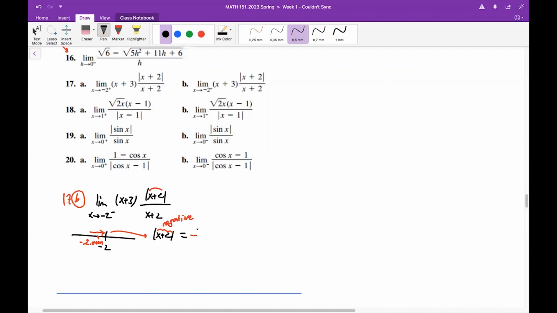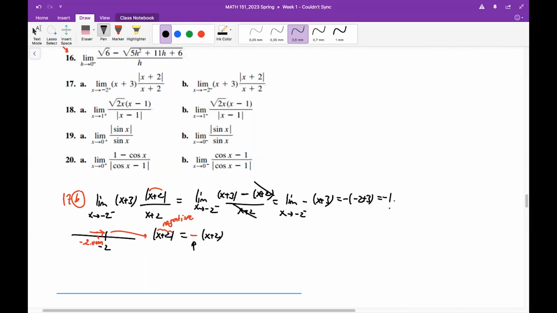How will you evaluate it? You will remove it, but you need to put this extra minus sign in front because it's a negative function. So minus of it. Then you are ready to compute your limit after evaluating the absolute sign. So minus (x plus 2) divided by (x plus 2). You know, this is a simplification now. And you end up with this limit question, minus this, as x goes to minus 2. Now you are safe to insert minus 2. Okay? So the result is minus 1.